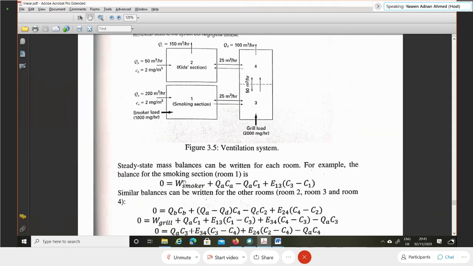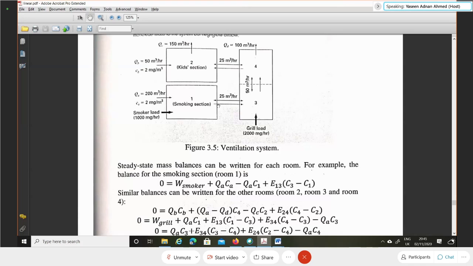So the load is incoming, so it's positive. So you have QA. This is the flow, in meter cube per hour. It means flow rate, and this one is milligram per meter cube. It means concentration. So the total amount will be Q times C. You have to multiply it. So QA multiplied by CA. This is input. Then this one is the outlet, right?